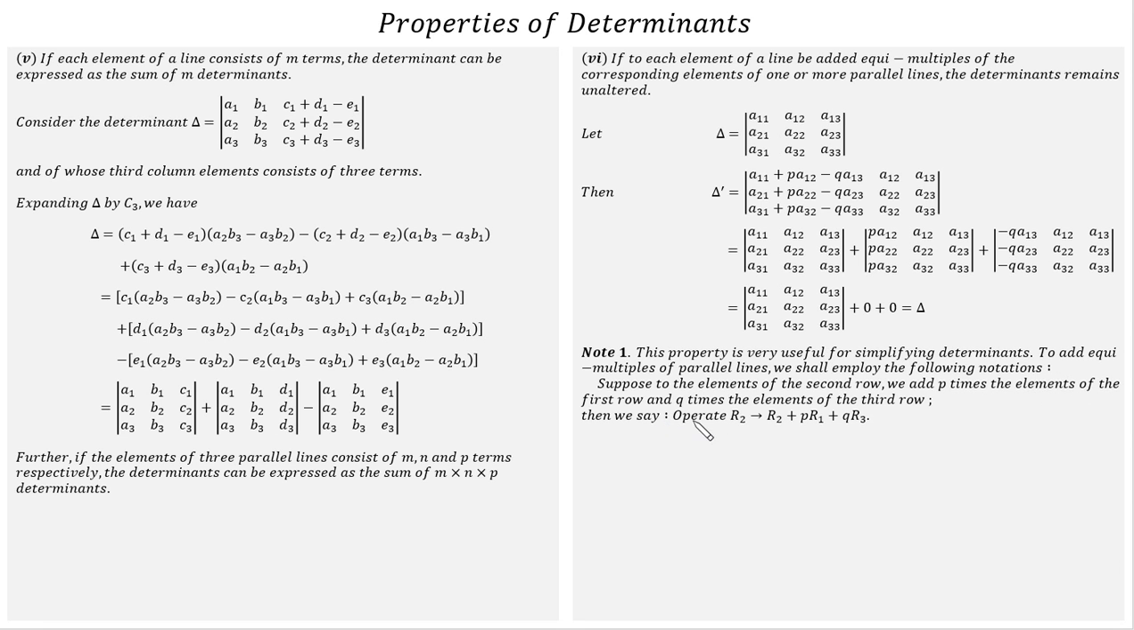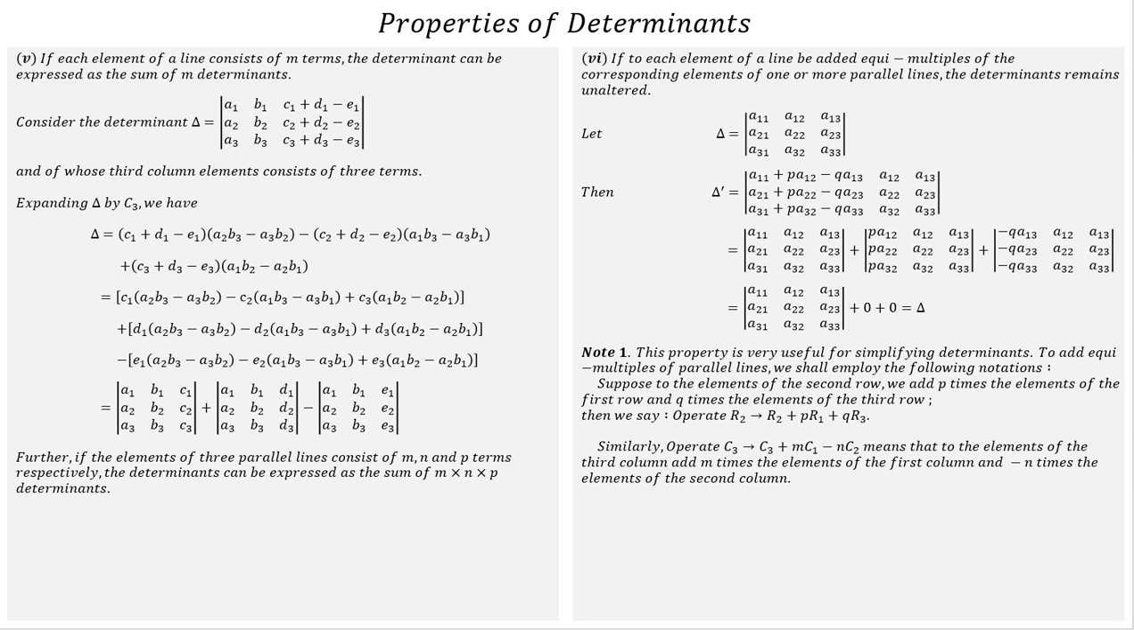Then we say operate R2 as R2 plus p times R1 plus q times R3. Similarly, operate C3 as C3 plus m times C1 minus n times C2, which means that to the element of the third column we add m times the element of the first column and minus n times the element of the second column.